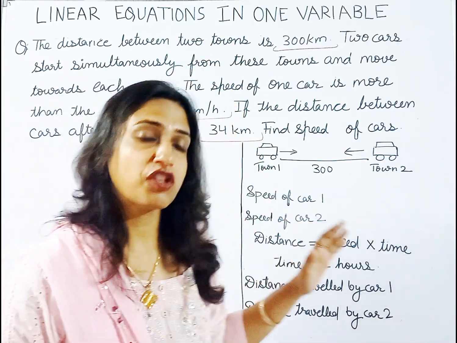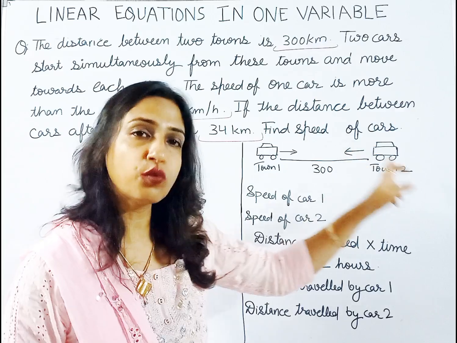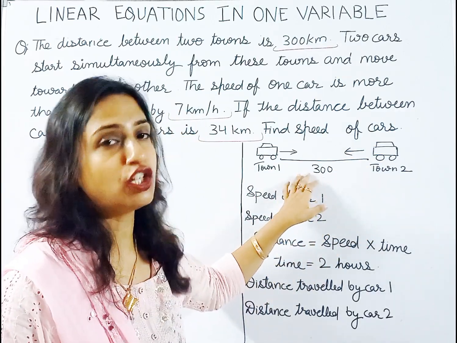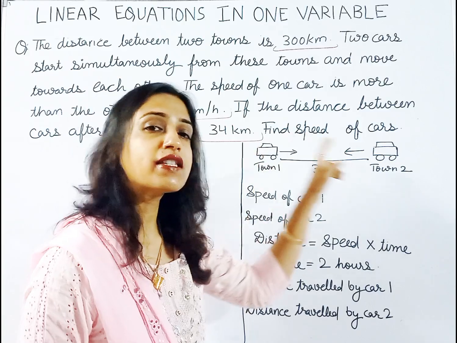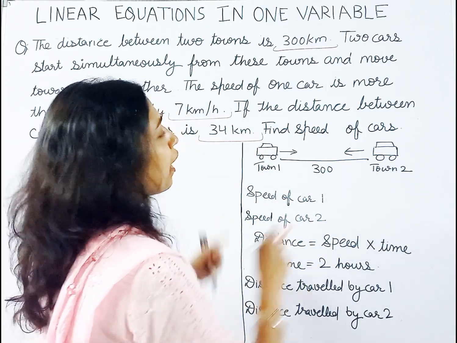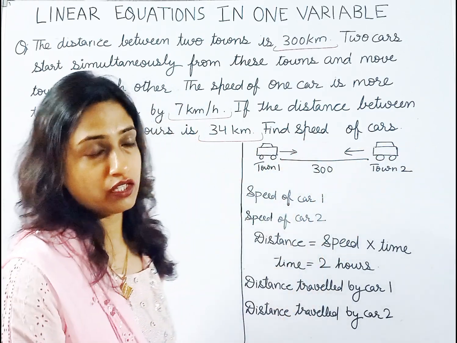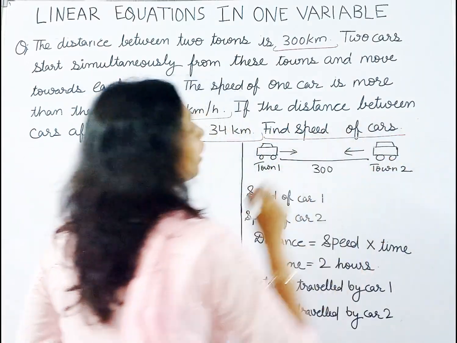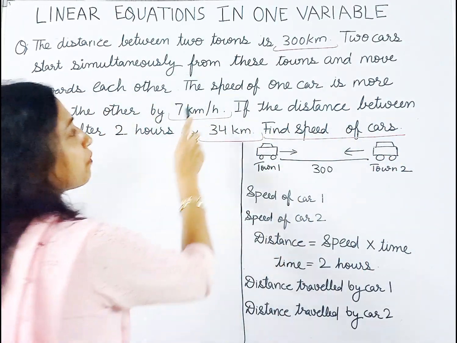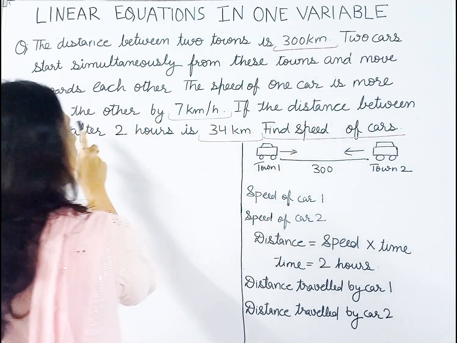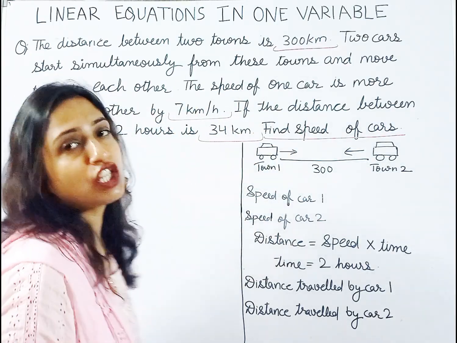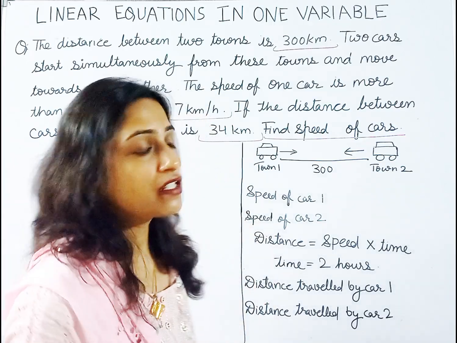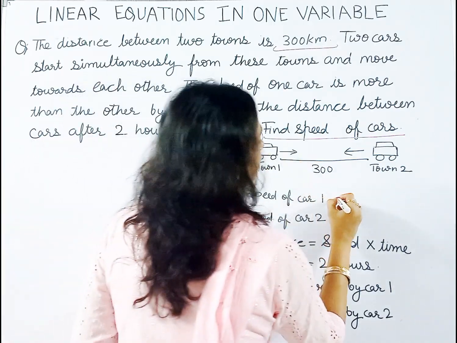In this question, we are given that there are two towns and the distance between them is 300 kilometers. These two cars start simultaneously and move toward each other, and we have to find the speed of the cars. We are only given that the speed of one car is more than the other by 7 kilometers per hour. So what we will do is let the speed of the first car be x.